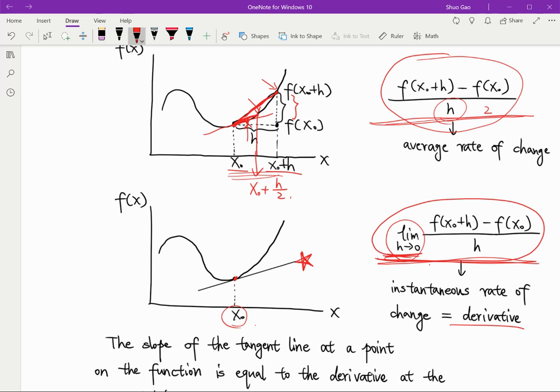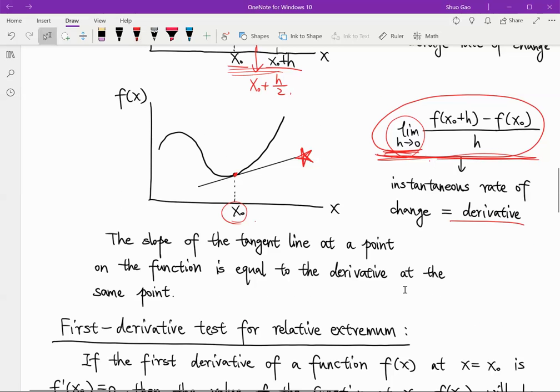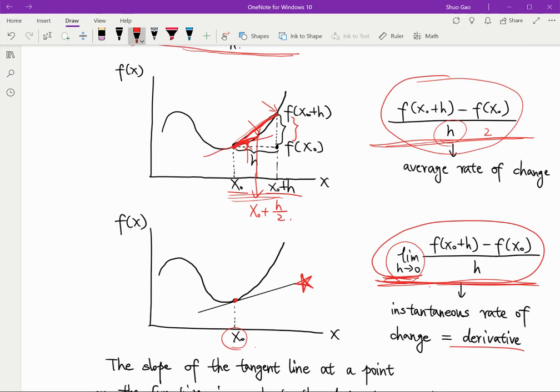Here, this value is the slope of the segment. And for the second case, the limit of this value is the slope of the tangent line. That's why we can use the slope of the tangent line to show whether or not this is a maximum or minimum. I'll show you that later on. So for these two examples, I just want to show you that the derivative is closely related to the slope of the tangent line.